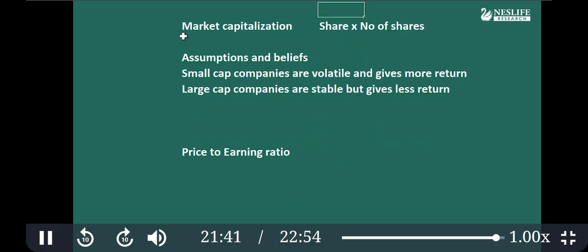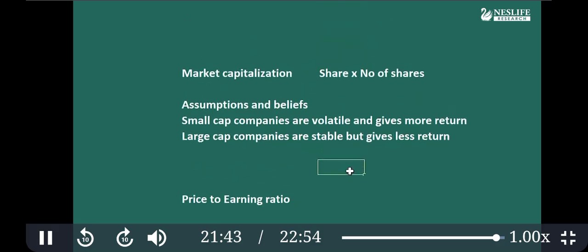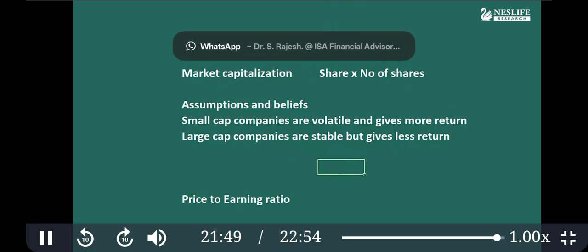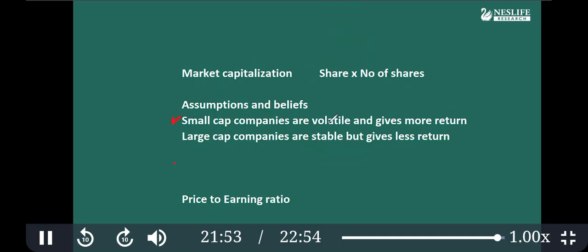What is the assumption of investing in this market cap based mutual fund? So this is an assumption. The assumption is that small cap companies are volatile but give more return. Large cap companies are stable but give less return. So these are the two assumptions of practical importance.